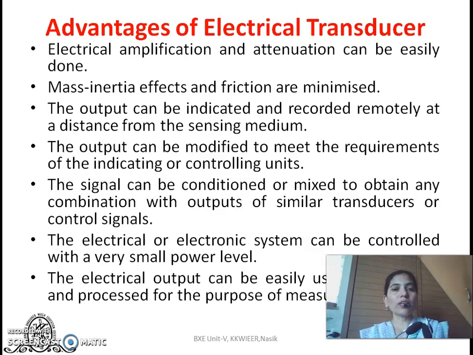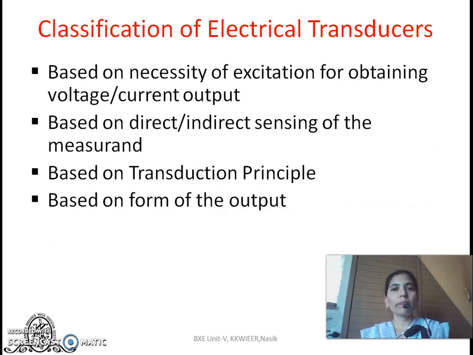Other advantages: the mass inertia effects and the friction effects which might be involved in mechanical systems, or systems which give mechanical types of signals, are all avoided or minimized in electrical transducers. Electrical or electronic systems typically work with low power levels, and therefore lesser energy is required to drive such circuitry. So these are some of the advantages of electrical transducers.